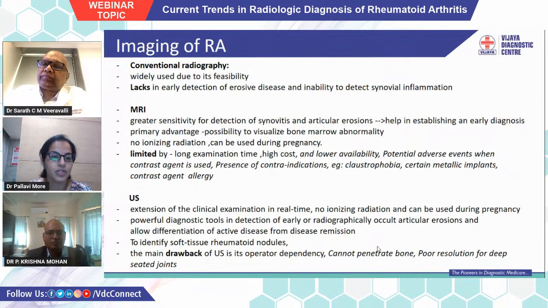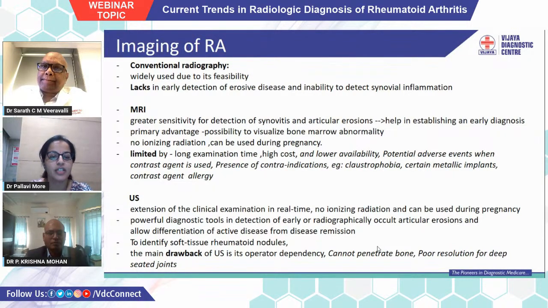It doesn't involve ionizing radiation, which is why it is also safe in pregnancy. But the limitations are long examination time, high cost, and lower availability, along with adverse contrast agent reactions and contraindications like claustrophobia and metallic implants.